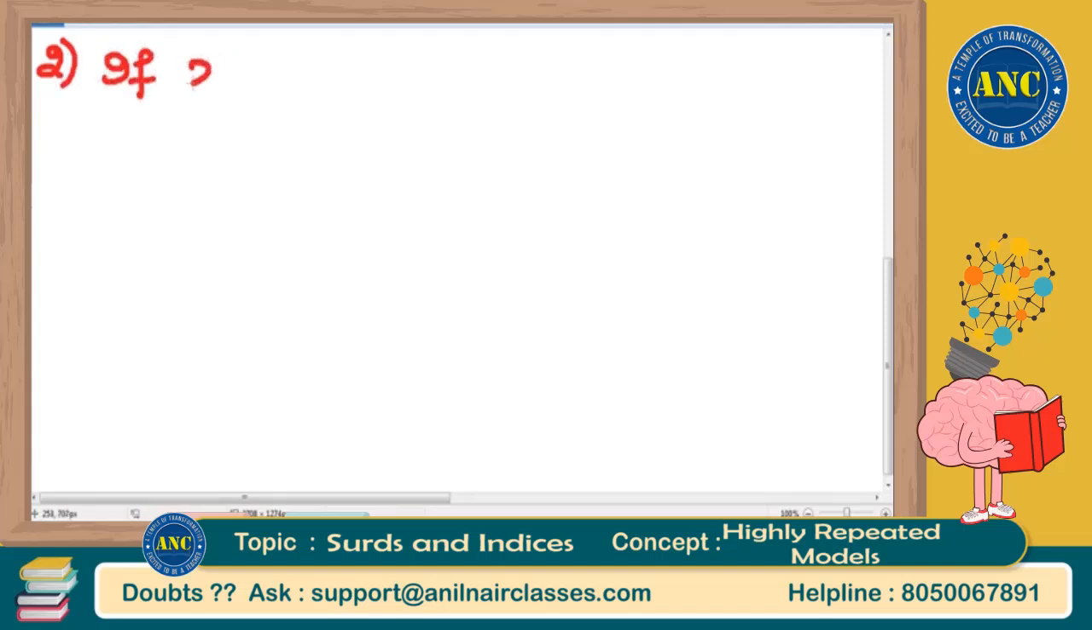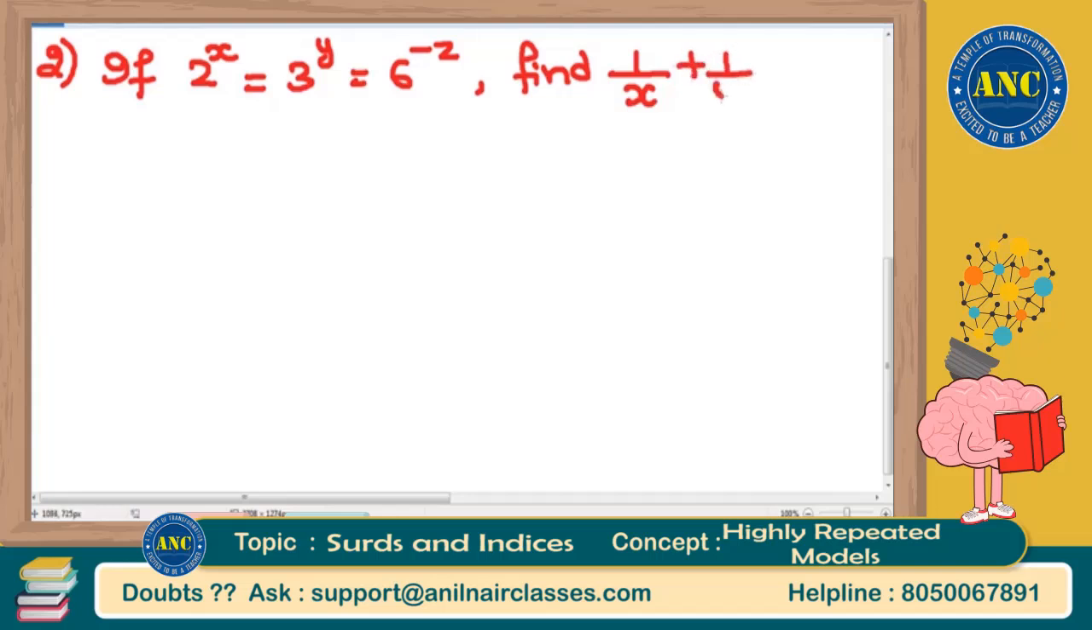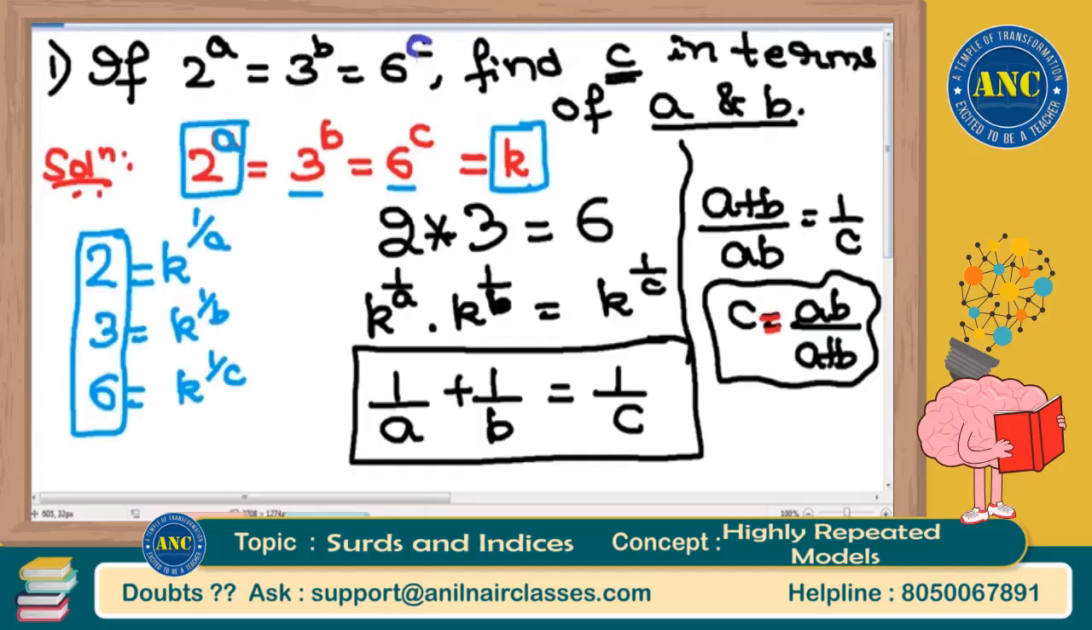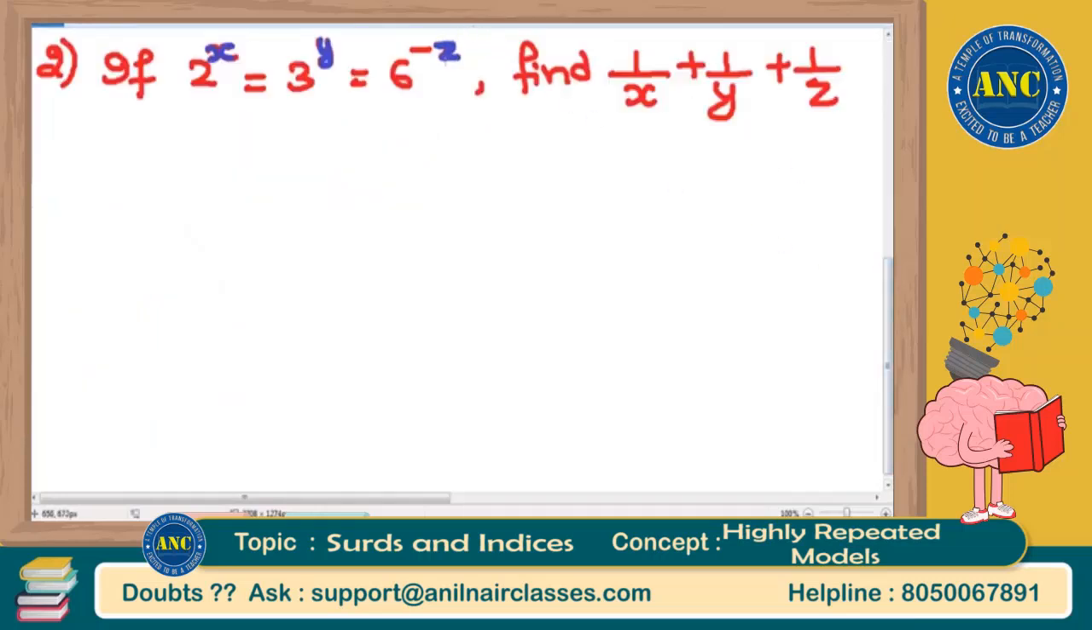Question is, if 2 power x is equal to 3 power y is equal to 6 power minus z, then find the value of 1 by x plus 1 by y plus 1 by z. Now see here, in my previous question it was 2 power a, 3 power b, 6 power c. Instead of a, b, c, they have given it as x, y, z. It makes no difference. The other change from the previous question is, for c the power was plus in the first question. Here for z the power is minus. Right? It is minus z. That is the only difference.